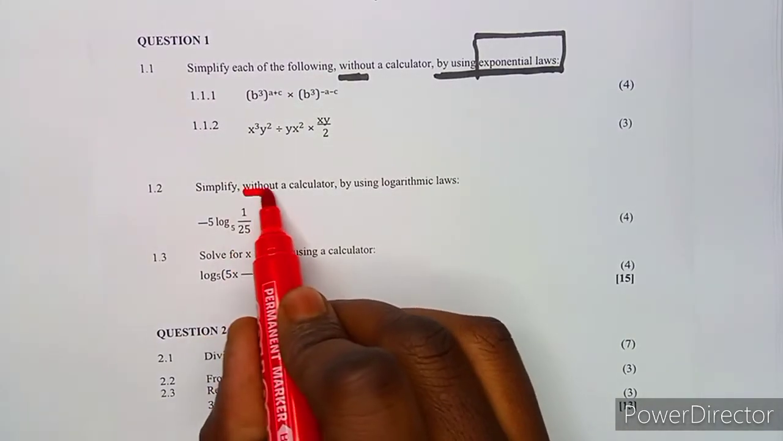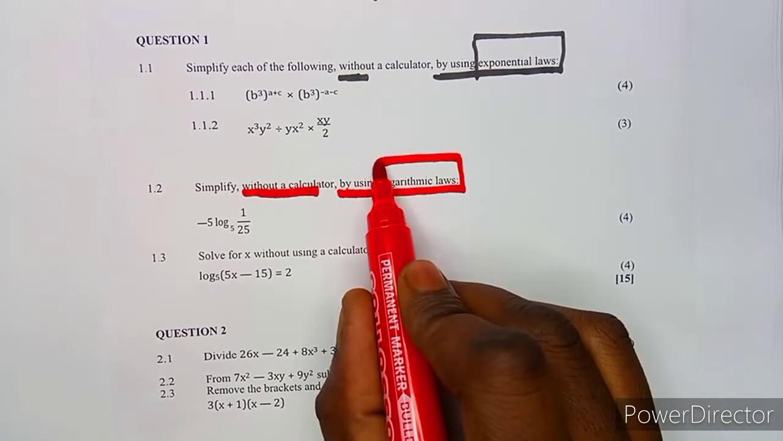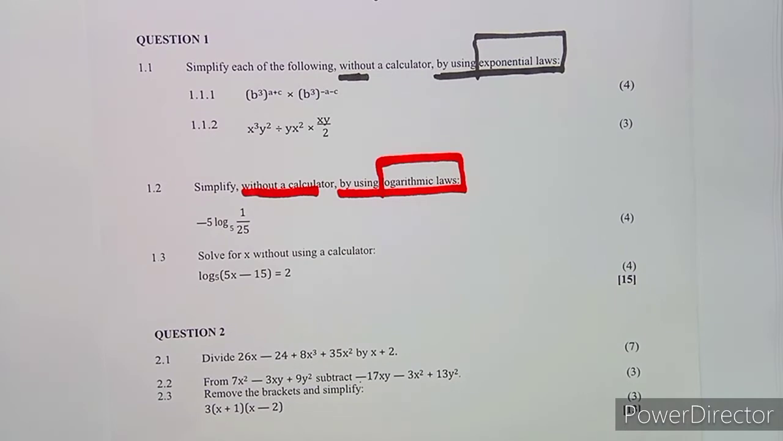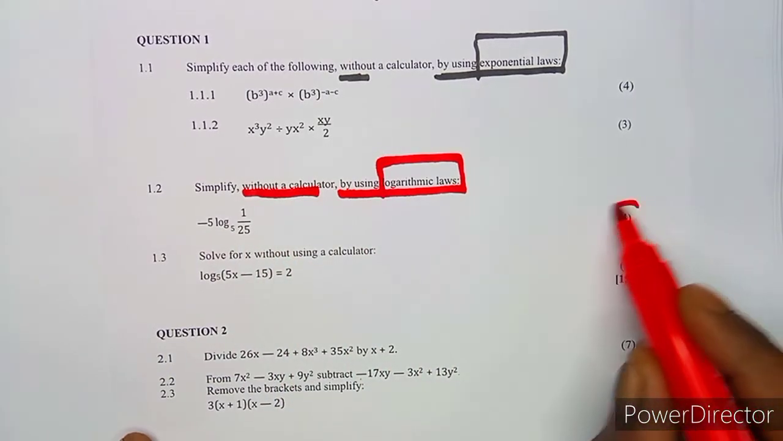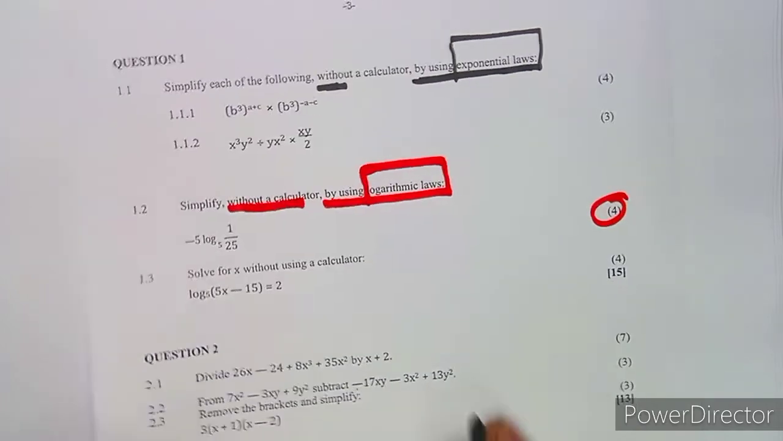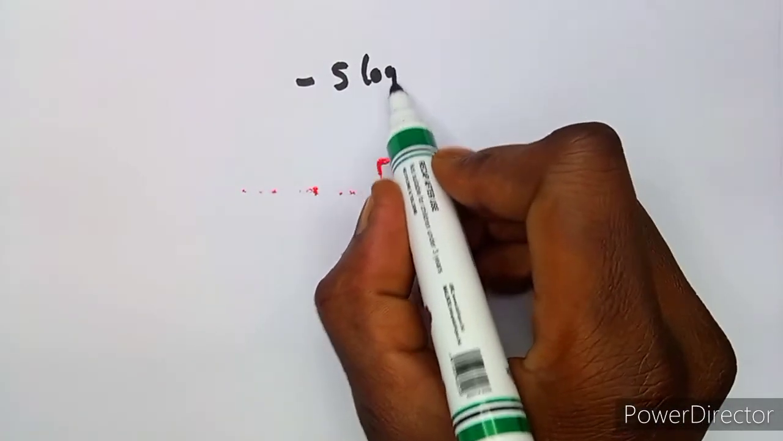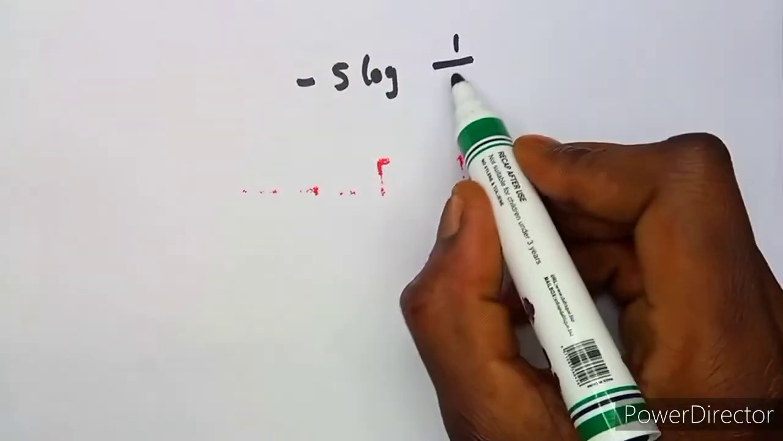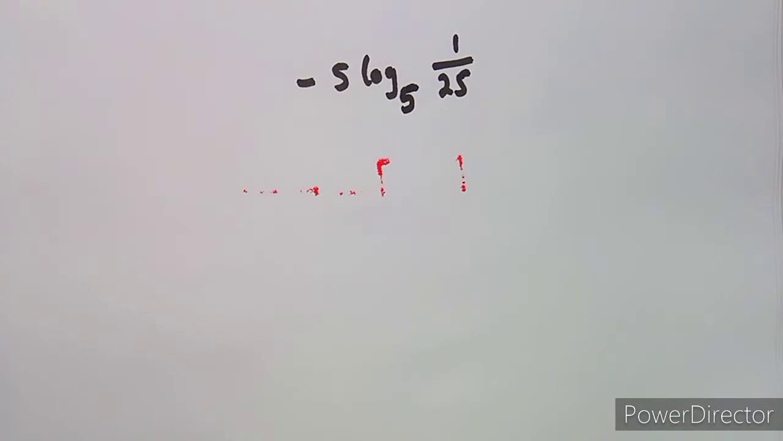All right, so simplify without a calculator, by using logarithmic laws. This time we are working with logarithmic laws. The first question is minus 5 log 1 over 25 in base 5, and we've got 4 marks for that. Let's see what we're supposed to do in this case. We have negative 5 log 1 over 25 in base 5, like this. All right, so this is the concept.